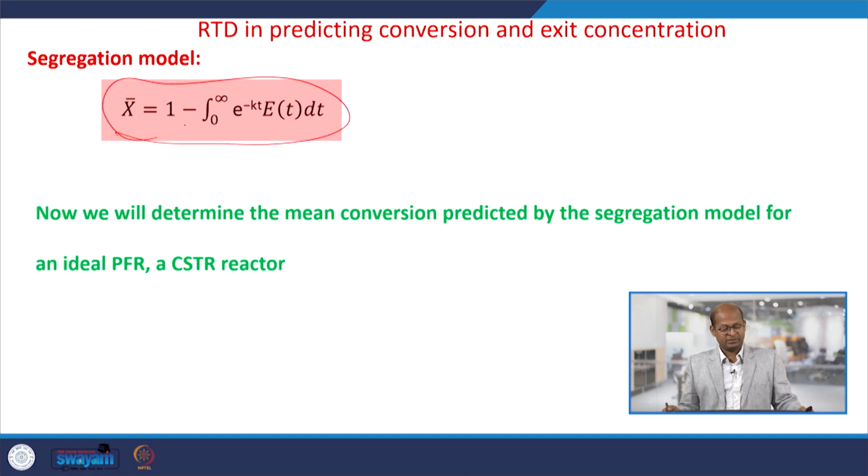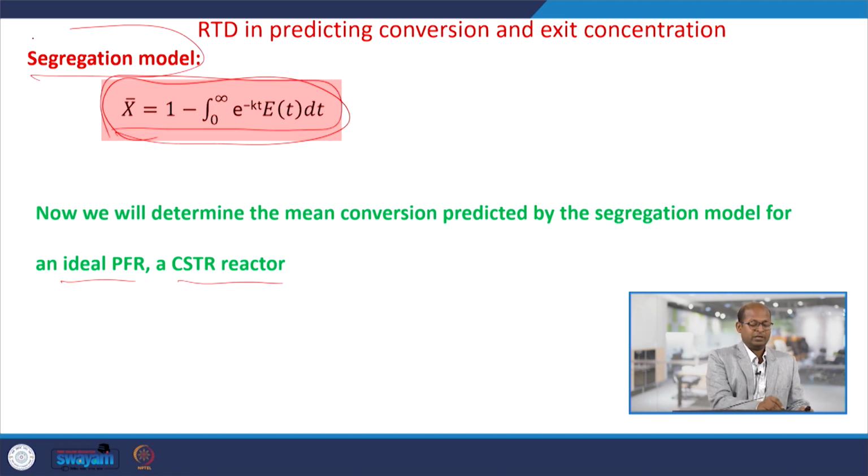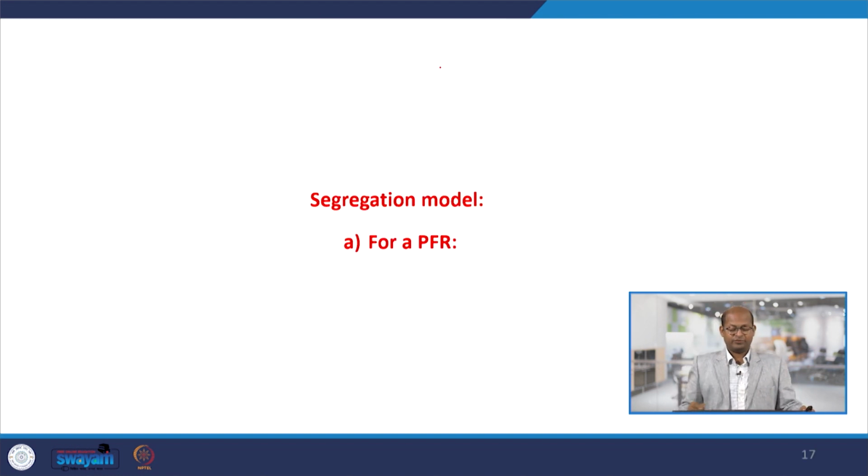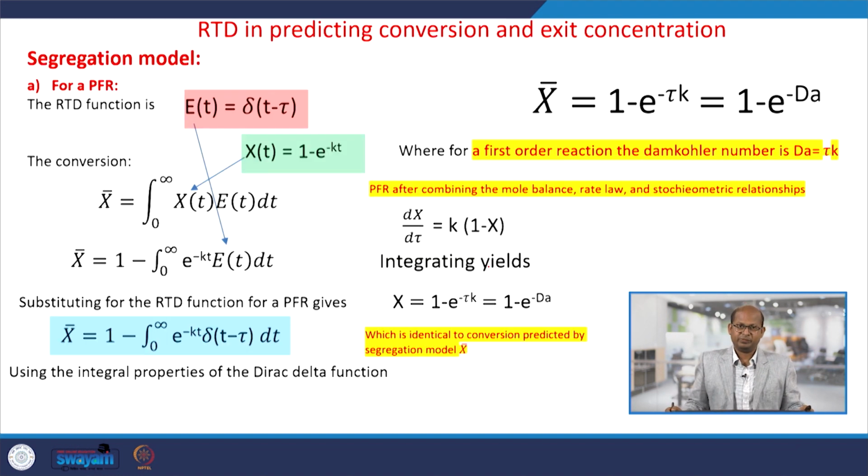Now, we have to determine the conversion by considering an ideal plug flow reactor or an ideal CSTR. This is the general equation we have found by using the segregation model. So, now this model we can implement for either a PFR or a CSTR. So, one by one we will discuss. Okay. So, first consider a plug flow reactor, implementing the segregation model in a plug flow reactor. For an ideal plug flow reactor, the residence time distribution function is E(t) equals delta(t minus tau). That we have discussed in your previous class.